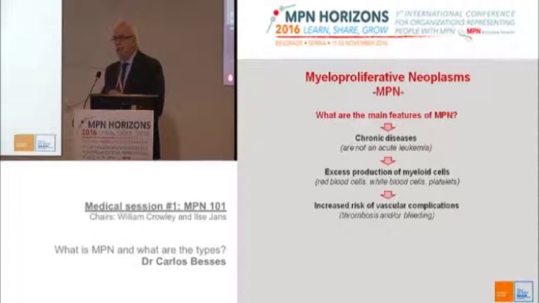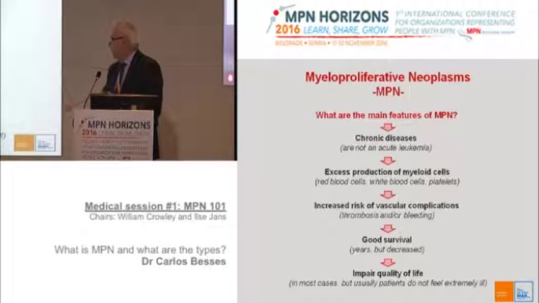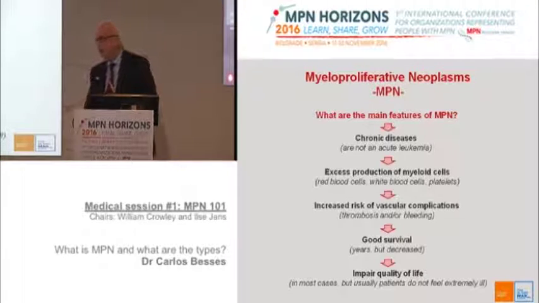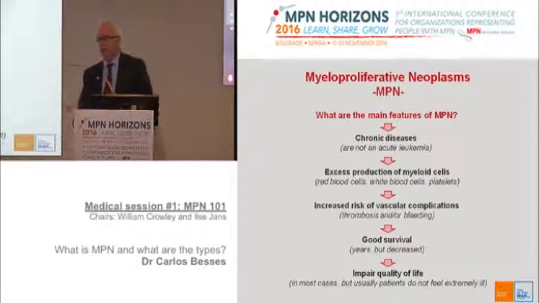These diseases have an increased risk of vascular complications, mainly thrombosis and bleeding. The diseases have a good survival, years, but slightly decreased. And finally, these diseases may impair quality of life, but in most cases patients usually don't feel extremely ill.